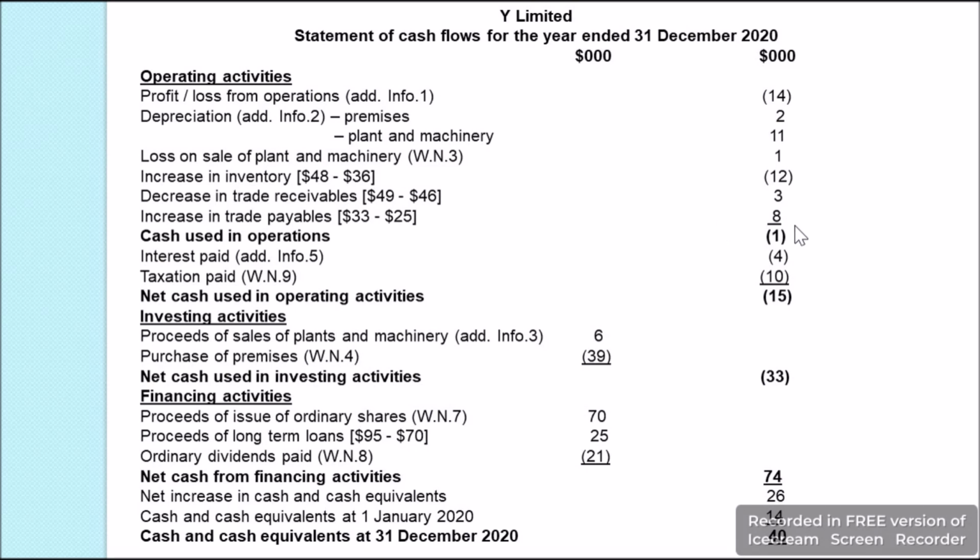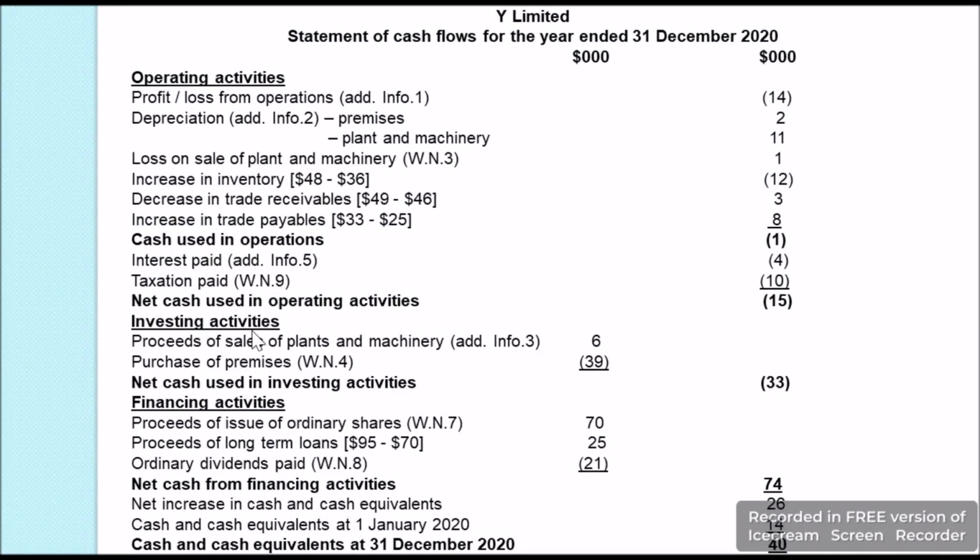the business. So based on this, when we add and subtract, we get the cash used in operation as negative $1,000, and from here we subtract the interest paid, which was mentioned in the additional information 5 as $4,000, as well as the taxation paid, which was in the working notes 9 and it was $10,000. So when we subtract this minus 1,000, minus 4,000 and minus 10,000, we get the net cash used in operating activities as minus $15,000. This was an outflow of money for operating activities.